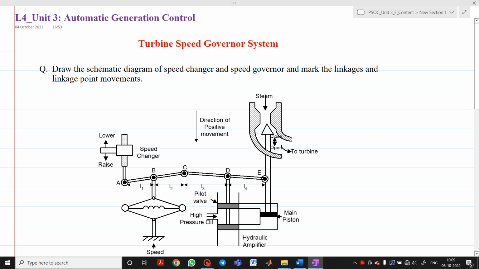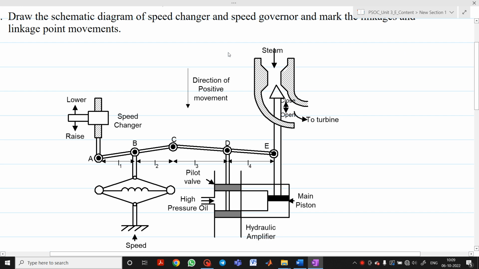In this video lecture, we are going to discuss a topic from automatic generation control. The name of the topic is turbine speed governor system. The question might be asked like this: draw the schematic diagram of speed changer and a speed governor and mark the linkages and linkage point movements. So this is the diagram.